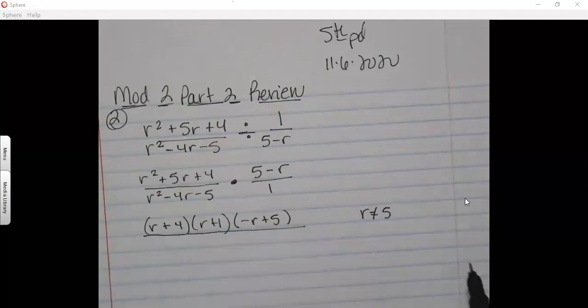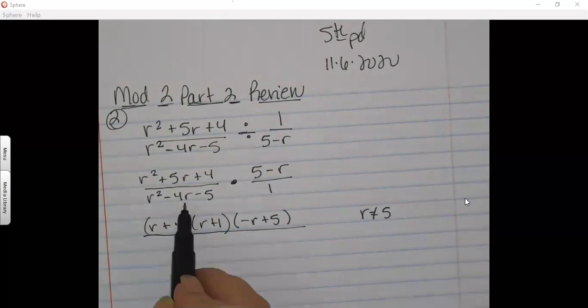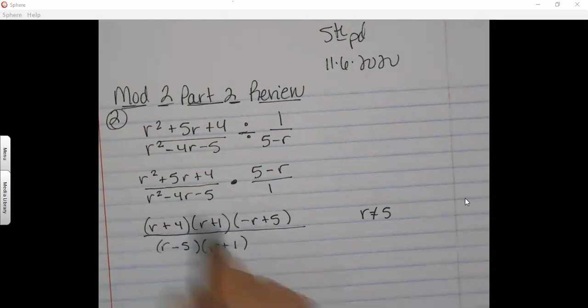Okay, denominator. Two numbers that multiply together to give me negative 5, add to get negative 4. Negative 5 and positive 1. Negative 5 times positive 1 is negative 5, and negative 5 plus 1 is negative 4, so that works. And then that denominator is 1. Do I need to write a 1?